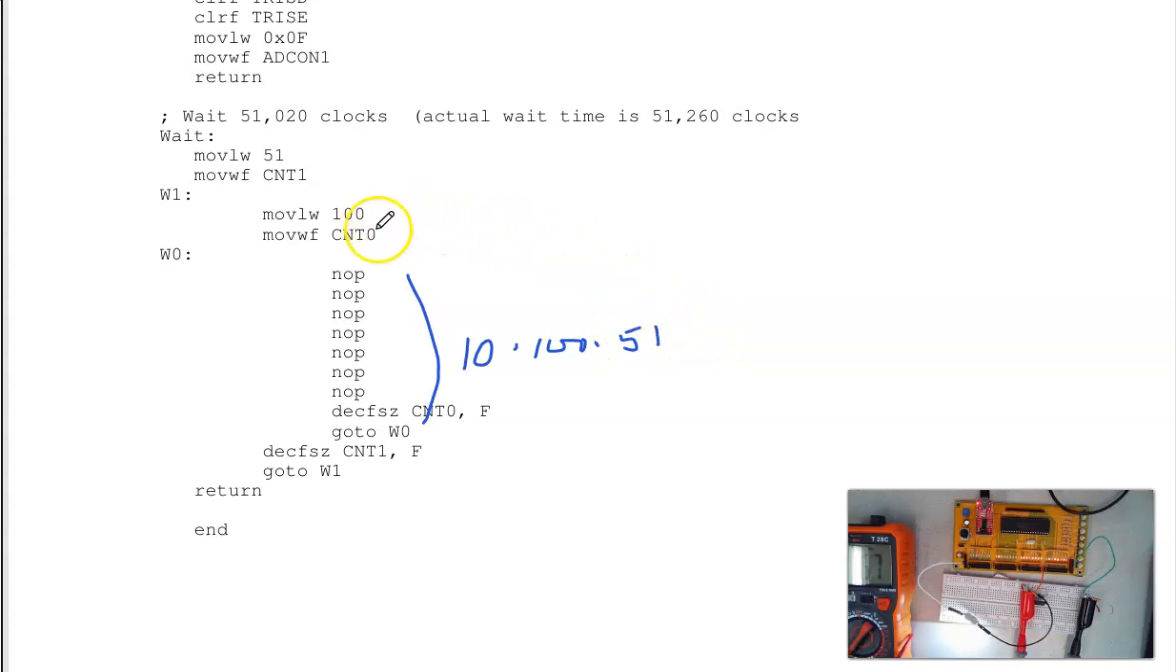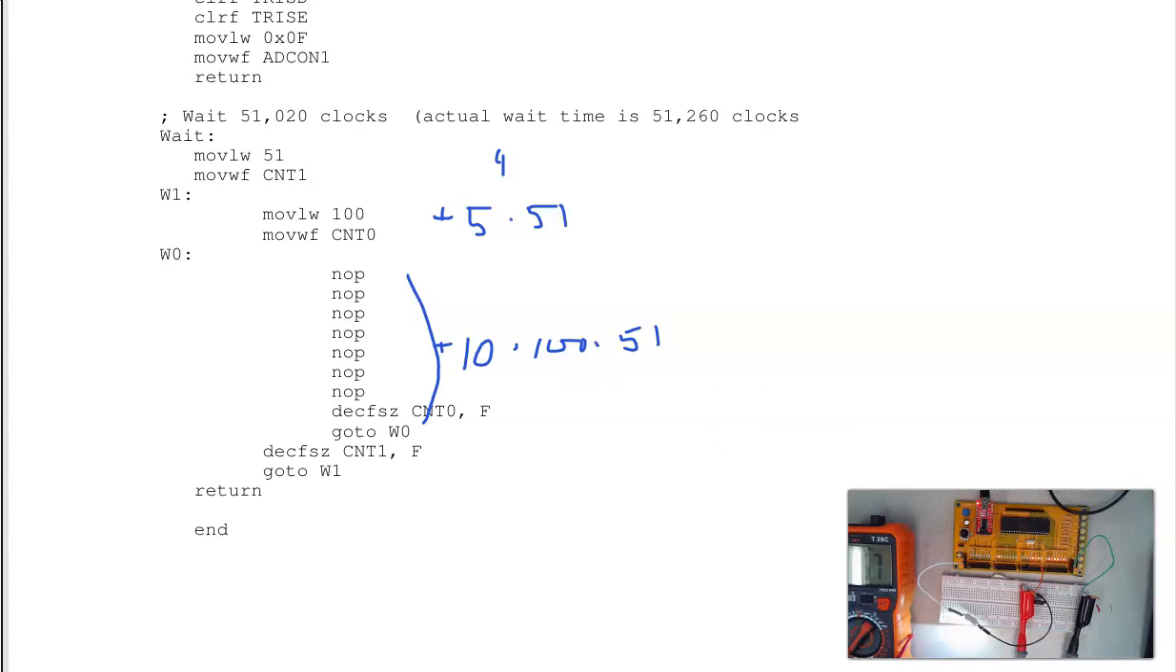Plus, this is 1, 2, 3, 4, plus 1 for go to, 5 times 51, plus 1, 2, 3, 4 per go to, plus 4. So the total number of clocks is 4, plus 4 times 51, plus 10 times 100 times 51. It's actually 51,260, close to 51,020.